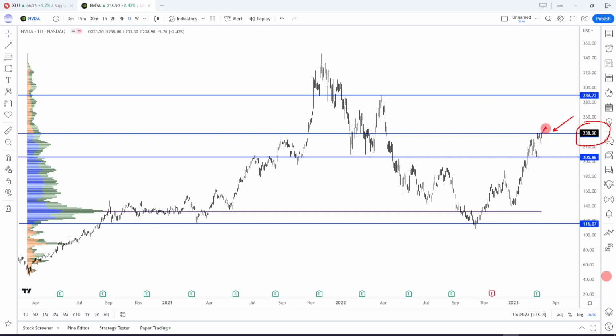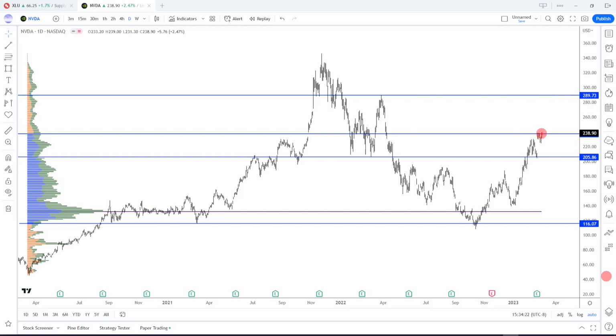NVDA is up at this 238.90, this resistance here. We'll see, will it be able to break above that and get a little bit of a backtest and push up to this 289? That would be an ideal type of swing long target up here to this pivot high. So I'll be keeping an eye on NVIDIA for the coming week to see if it would set up some sort of long setup to take a swing long up to this 289 level.